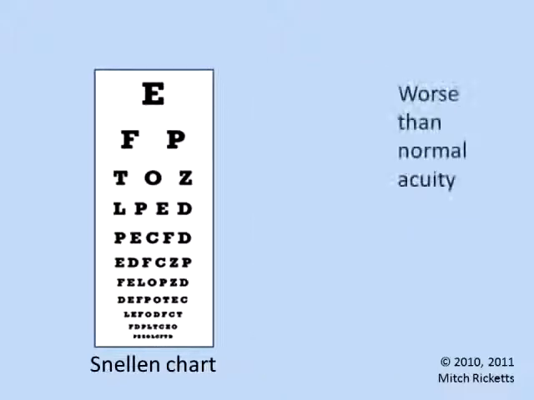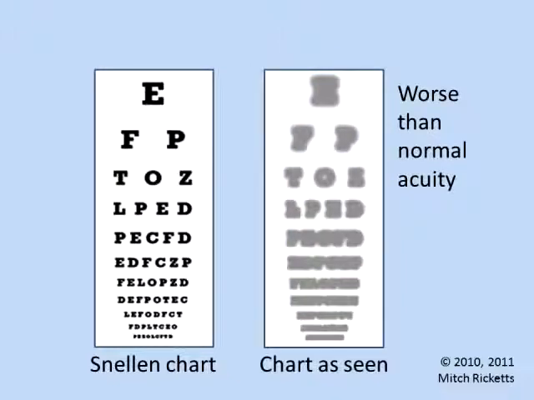Older people tend to have worse than normal acuity. For instance, 20/40 vision means the smallest letters you recognize at 20 feet are the same as those recognized by a normal person farther away at 40 feet. This is how a Snellen chart might appear to someone with low visual acuity. In fact, with my glasses off, this is similar to what a Snellen chart looks like to me.